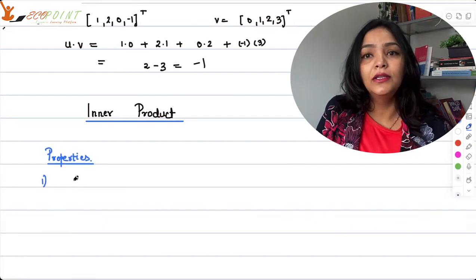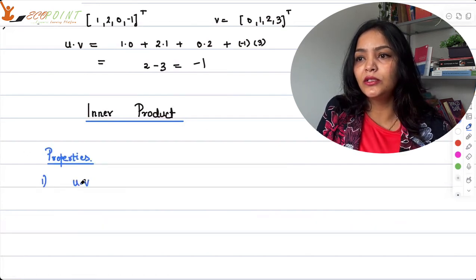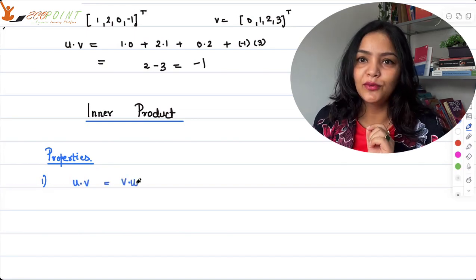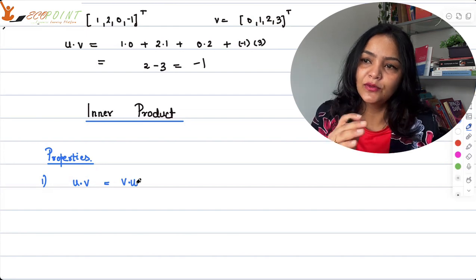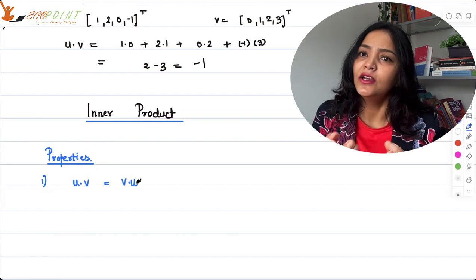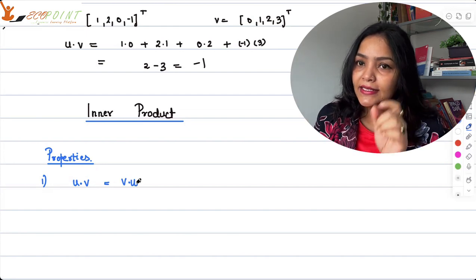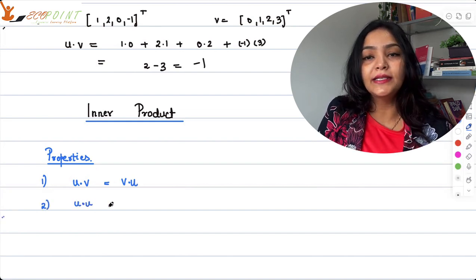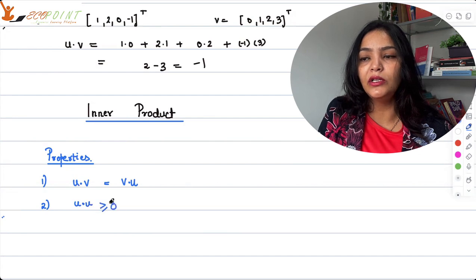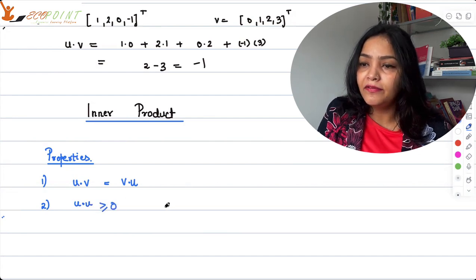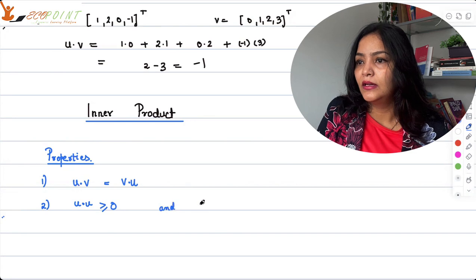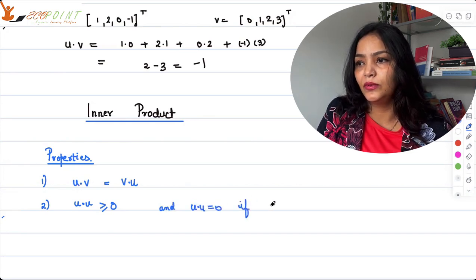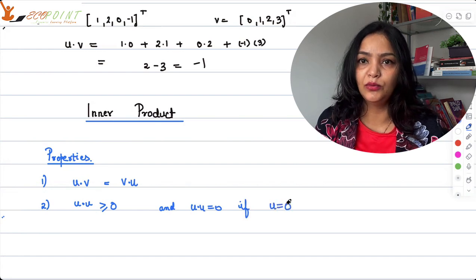And what are they? The very first property: whether you take the dot product u dot v or v dot u, it will give you the same answer, right? So it has to be commutative in that sense. Of course, the way this formula is, it will give you the same scalar out. The dot product of u with itself is always greater than or equal to 0. In fact, u dot u is equal to 0 only under one scenario, if u itself is equal to 0.